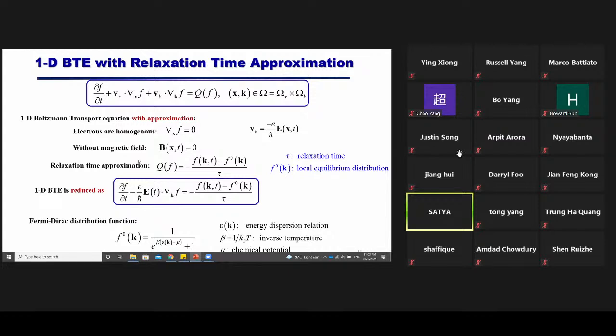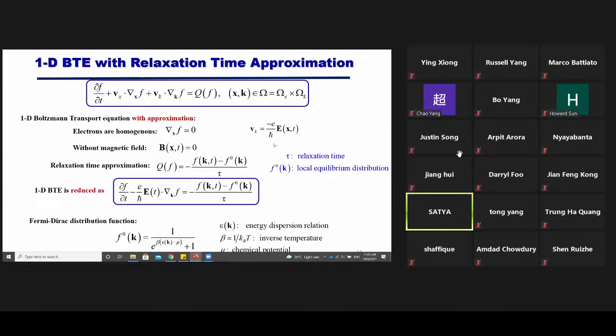Since the Boltzmann transport equation is not easy to solve completely analytically, we will go for some approximation. At first, I'm solving the 1D Boltzmann transport equation. We have some assumptions. At first, we are assuming that electrons are homogeneous, so this part is 0. And in 1 dimension, there is no magnetic field, so this term is 0.